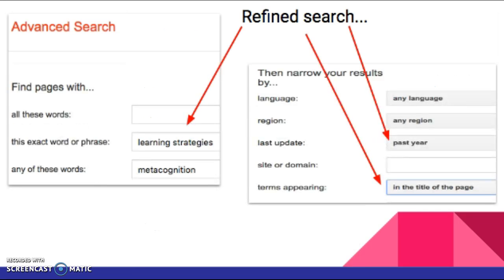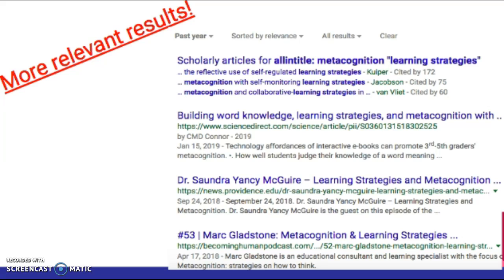So, here's my new refined search for metacognition and learning strategies, and I've set the title and last updated fields to be more relevant. And sure enough, I'm going to get results that truly are more about my exact topic. That's just a short introduction to how you can use Google Advanced. There's a lot more to it, and I hope you'll begin to explore it so that when you do search on the free web, your searching is truly worthwhile.